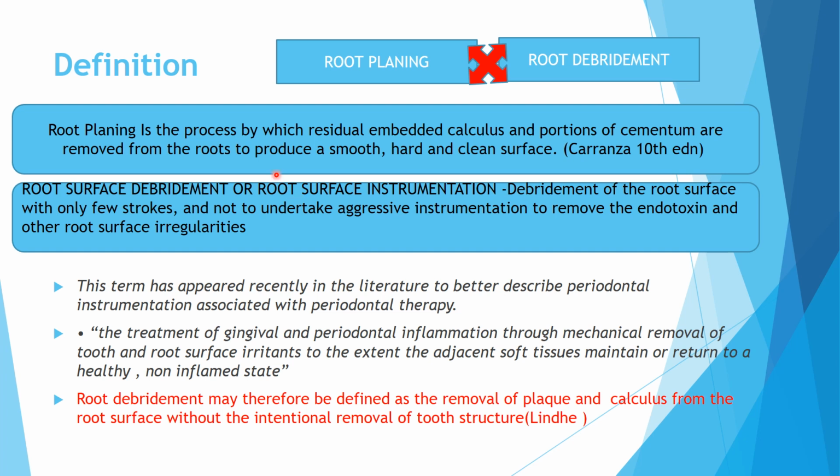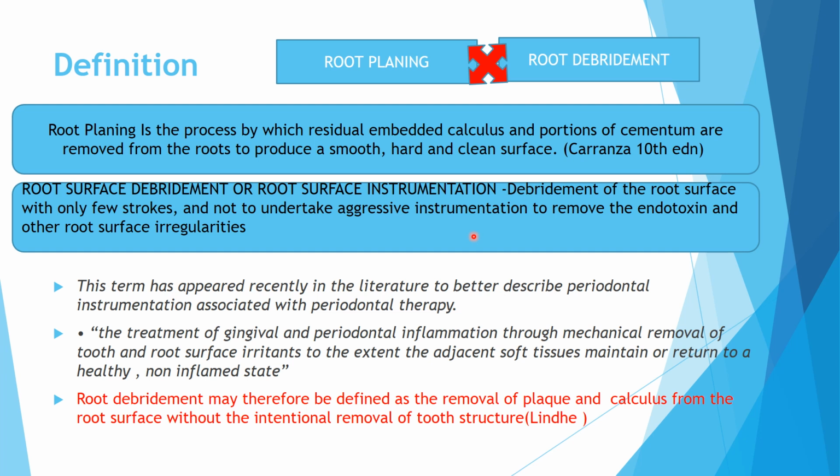So how is it different from root planing? What is debridement? There is a debridement of the root surface with only a few strokes, not undertaking aggressive instrumentation to remove the endotoxin and other root surface irregularities. So we will not be purposely removing the surface of the cementum. That is what we are telling here. The portions of cementum will not be removed in root debridement. It is just the removal of plaque and calculus, and there won't be removal of the tooth surface.